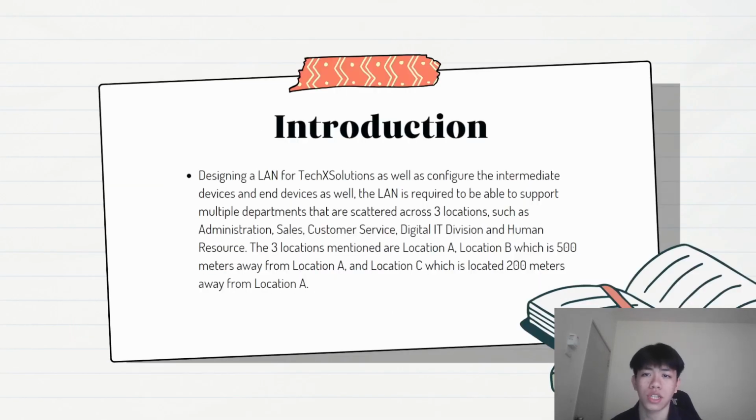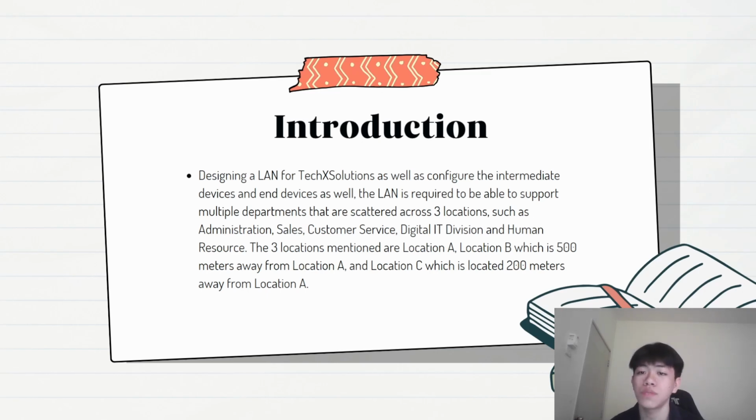So for the introduction, we are basically a team of network engineers that are hired by a company called TARUMT Solutions to design a LAN network for them. And basically this LAN network needs to be able to support 3 locations that have multiple departments such as administration, sales, customer service, digital IT division, and etc. So the 3 locations mentioned are location A, location B, and location C.